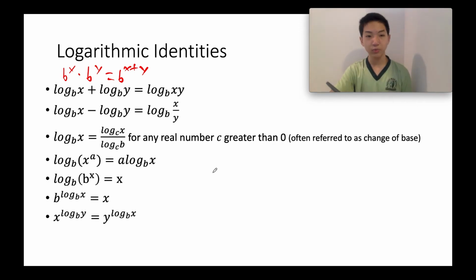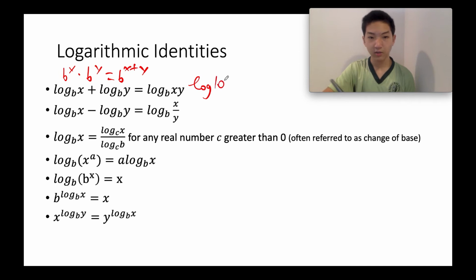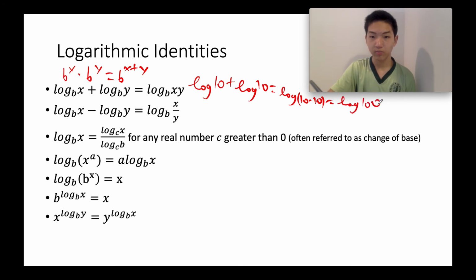So an example of this would be if you had log 10 plus log 10, well, you know that's equal to log 10 times 10, right? That's equal to log 100, which is equal to 2, because remember, if the base isn't stated, the base is 10. We can also verify this because log 10 is 1, log 10 is also 1, and we get 2.